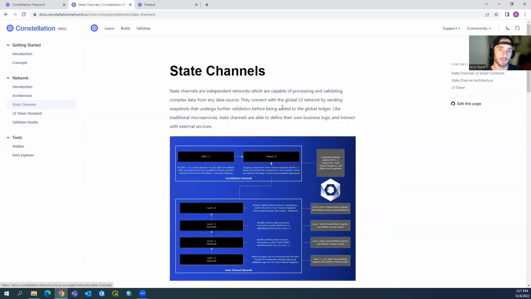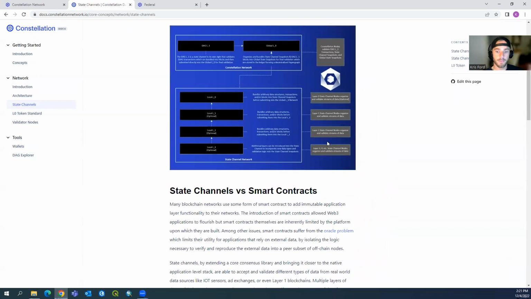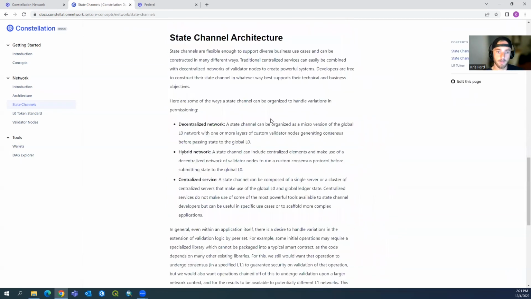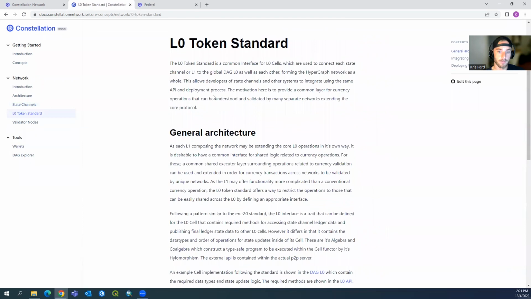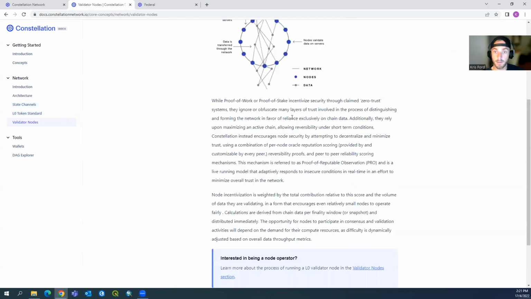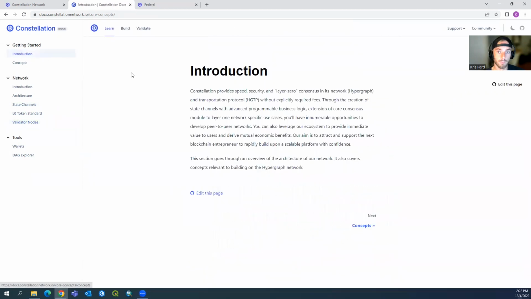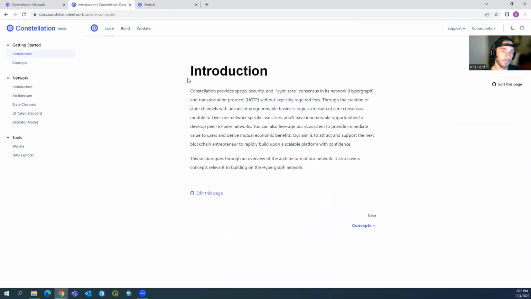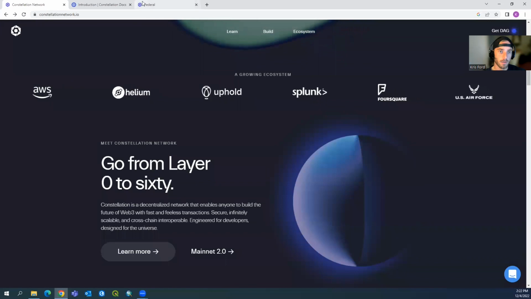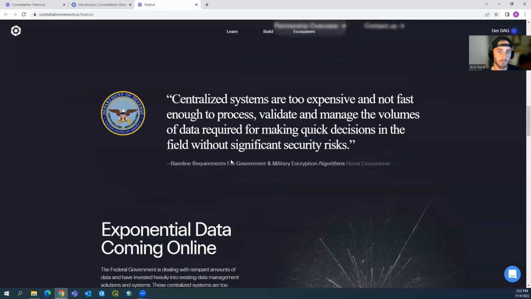Now, if you guys are interested in getting into how this is feeless, they have a really great breakdown of the state channels, and it gets into how they're able to create feeless transactions. Then they have a layer 0 token standard, and it talks about the validator nodes, which are used to approve transactions across the network. So a lot of really cool stuff coming out of this. And the fact that they were able to build a layer 0 hypergraph technology is absolutely awesome.